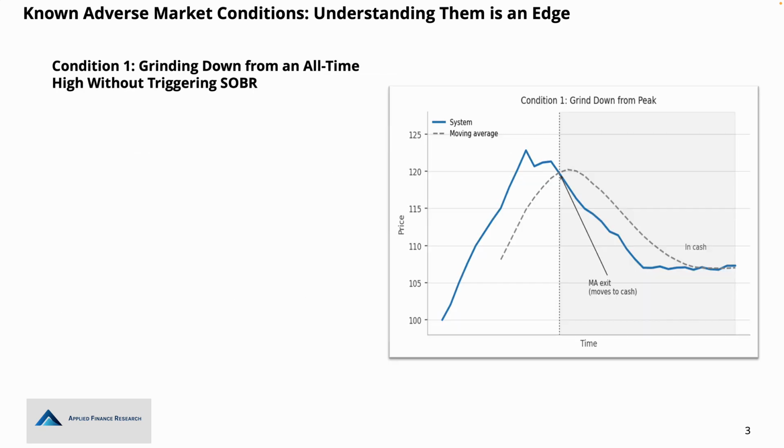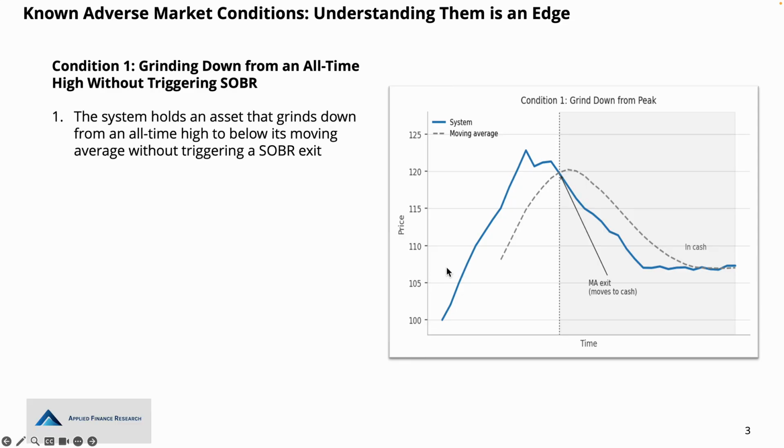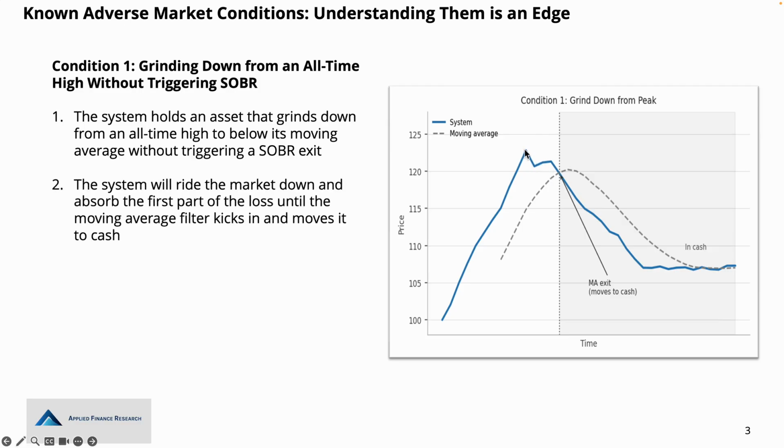So this is grinding down from an all-time high without triggering the sober volatility stop. On our chart here, what we see is that the system is holding an asset, it gets to an all-time high, and then it grinds down from that high to below the moving average, which is represented by the dotted line here, without triggering a sober exit. So in this moment, the system will ride the market down and take that first loss until the moving average filter kicks in and the system moves to cash.